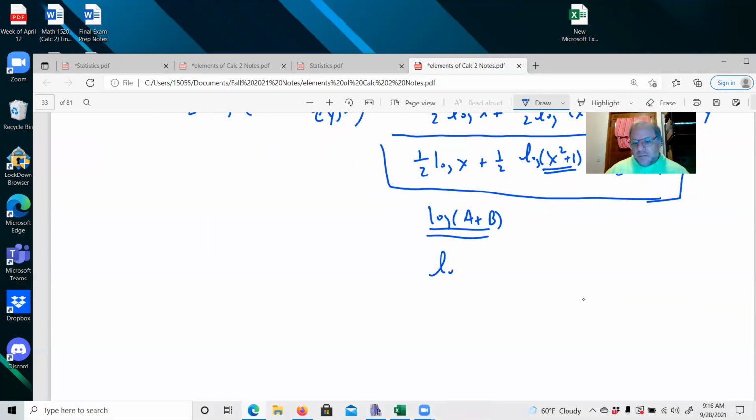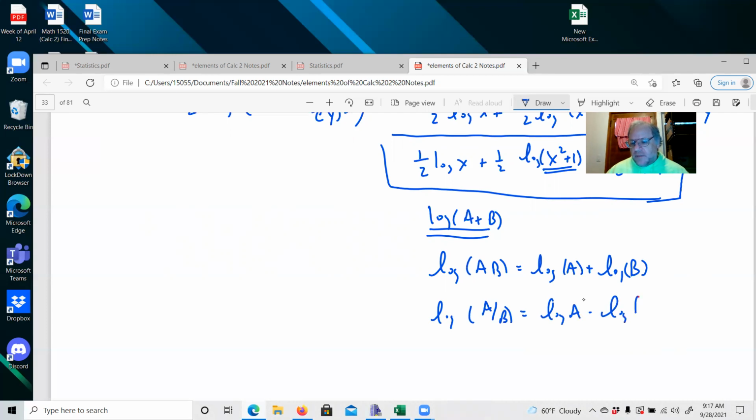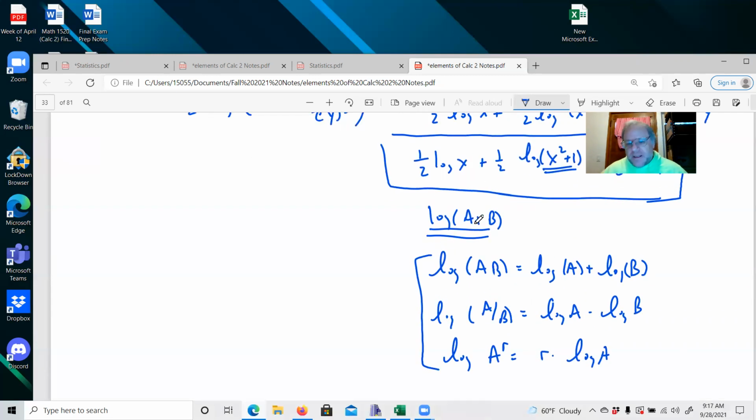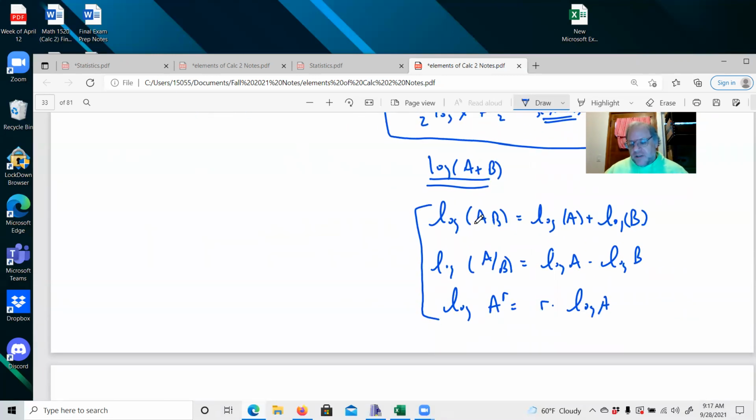You have to remember, and yes, you have to memorize, not just for a test, but for the rest of your life: log of AB is equal to log of A plus log of B. Log of A over B is equal to log A minus log B. And log of A to the R is equal to R times log A. And a teacher would say, you have two kinds of formulas. You have formulas you memorize for the test.